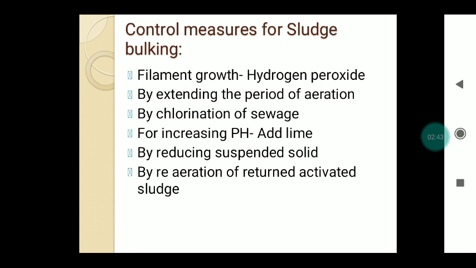Okay, from which we can reduce the sludge bulking by reducing the suspended solids, and by re-aeration of the return activated sludge, due to which the oxygen content increases, and it reduces the organic matter from the sewage, which is helpful for controlling the sludge bulking.